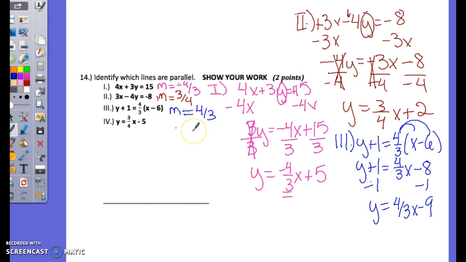And last but not least, 4 is already in slope-intercept form. So for 4, your slope is just 3/4. So now that we have them all in slope-intercept form, we can see that 2 and 4 both had the same slope.